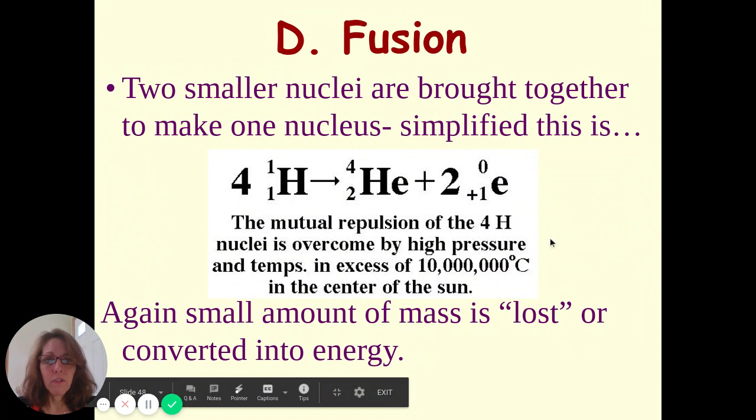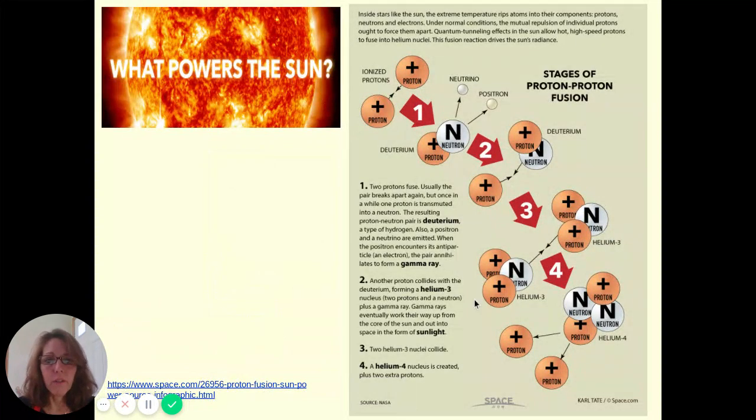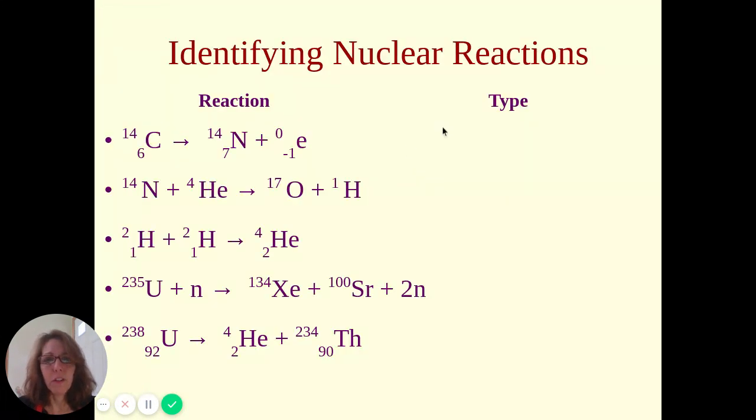So there's some extra information here that you can look on how the sun works, where the energies come from, if you're interested in all of that.